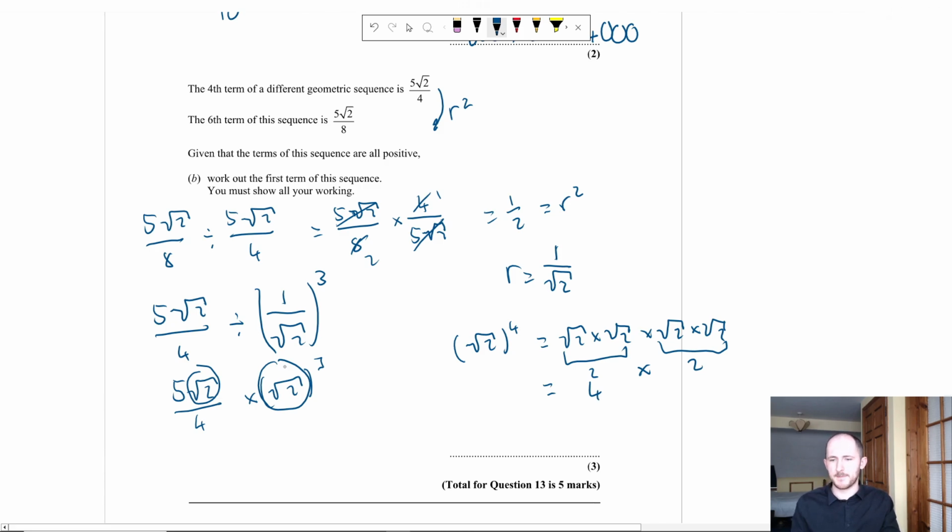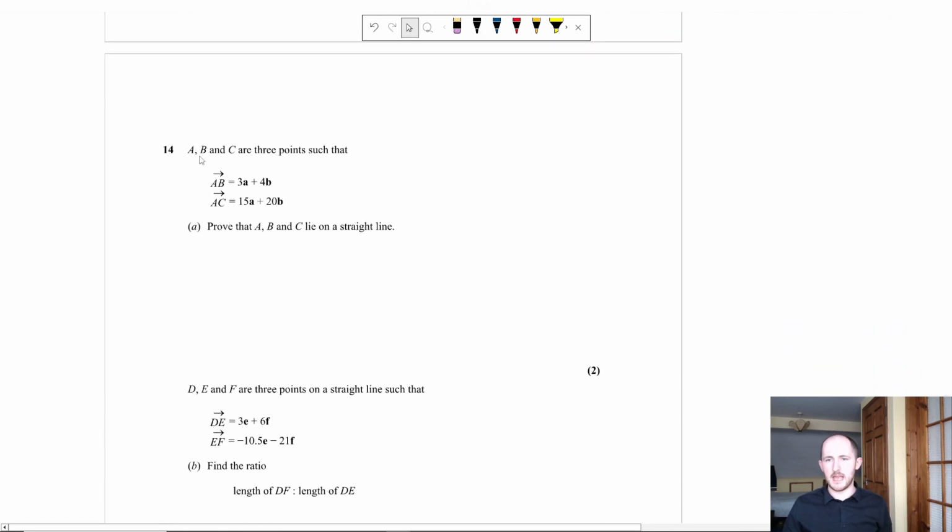Hopefully that makes sense. So we have 5 over 4 times 4, which is equal to 5, which is the correct answer. So that's very nice. And let's go to the next one. So A, B, and C are 3 points, such that AB is 3a plus 14b. Prove that they lie on a straight line.